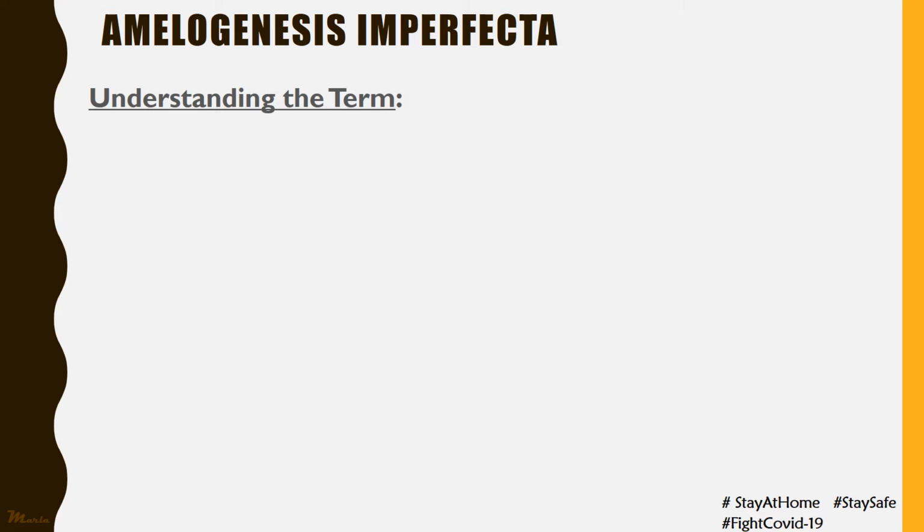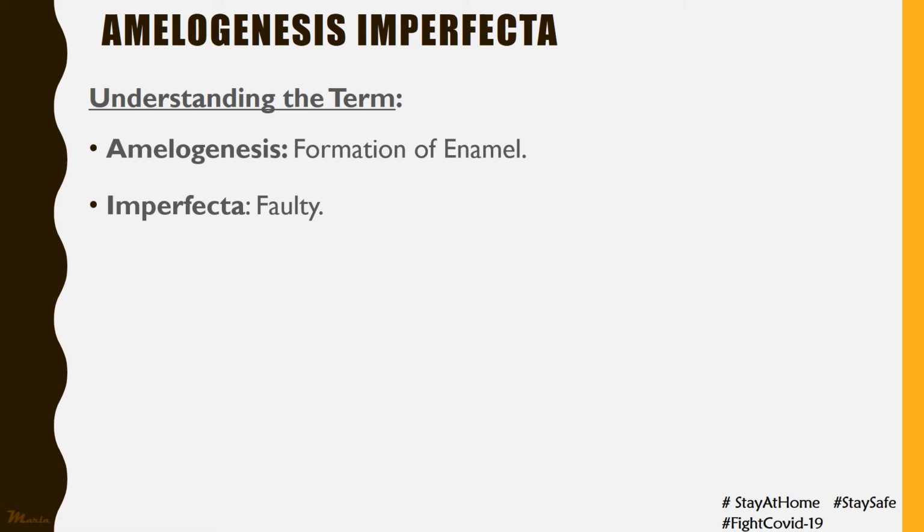Okay, now moving on to the important topic of today's lecture, Amelogenesis imperfecta. Before we discuss the lesion in detail, let us understand some terms. As we all know, amelogenesis means the formation of enamel, and imperfecta means something that is faulty. So amelogenesis imperfecta would basically mean an abnormal formation of enamel.